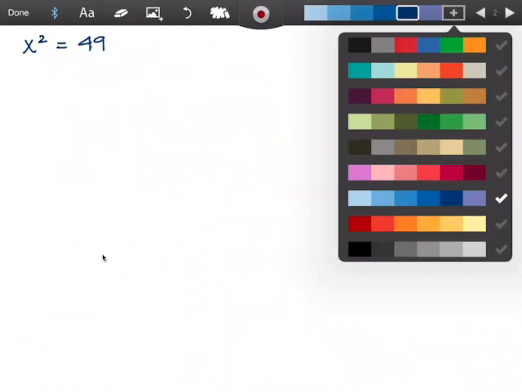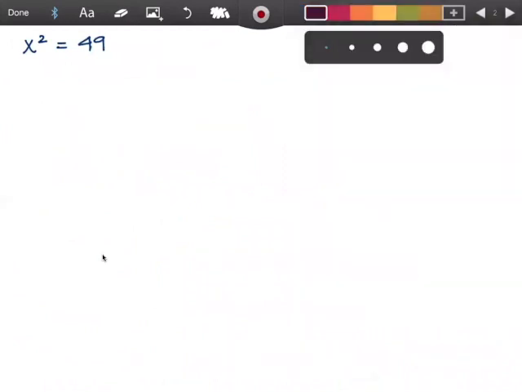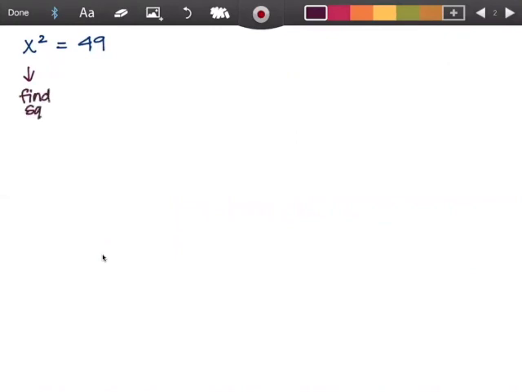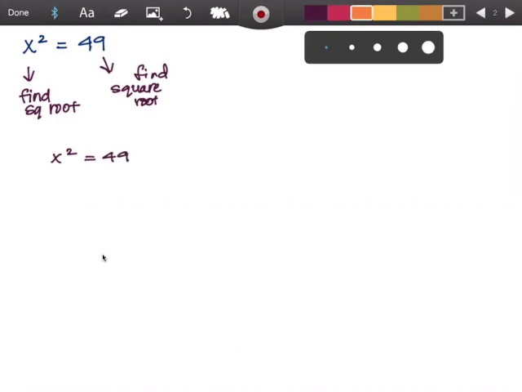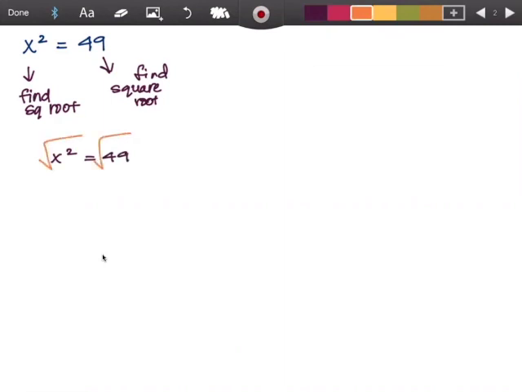So if I have x squared equals 49, because this is saying x squared, in order to undo this, I have to find the square root. All right, so I'm gonna have to find the square root of both of these. So if I have x squared equals 49, then I am going to find the square root of x squared and the square root of 49.